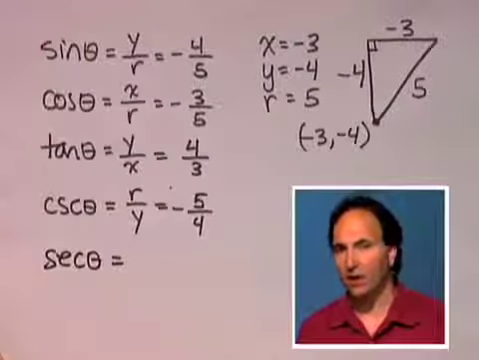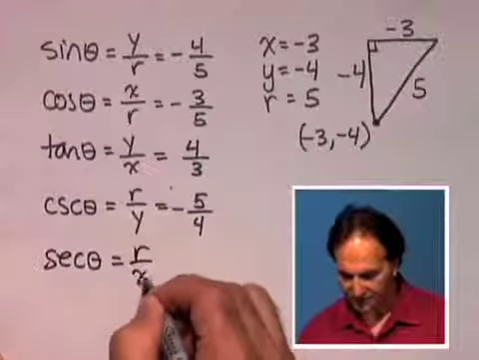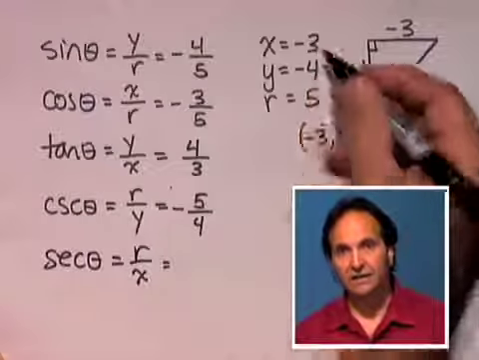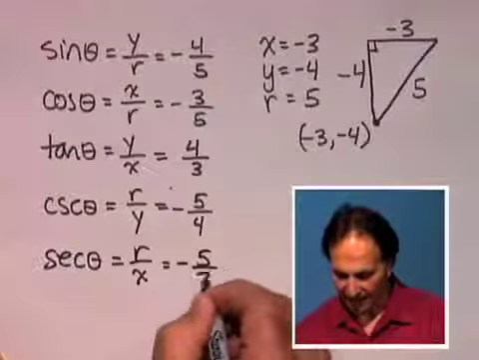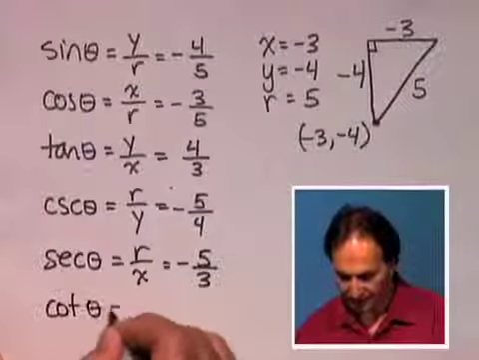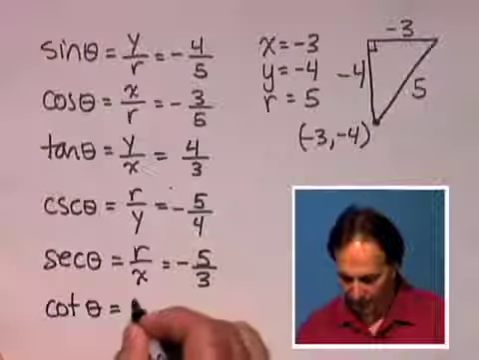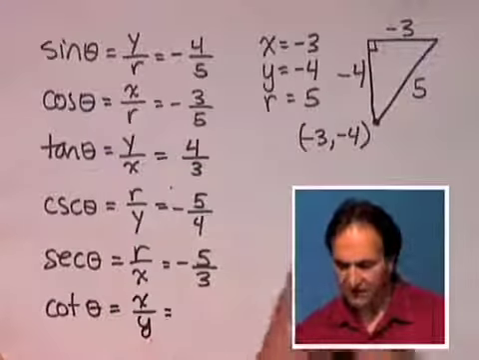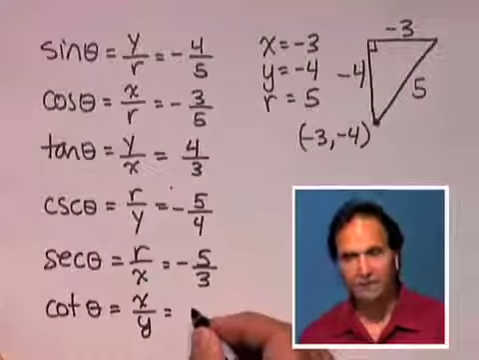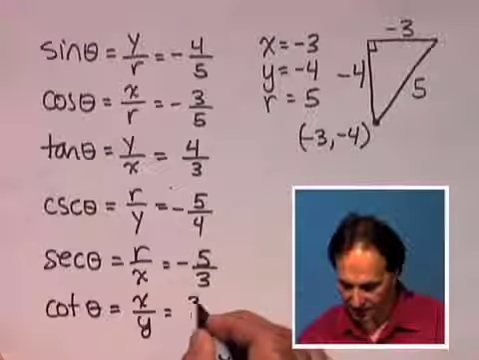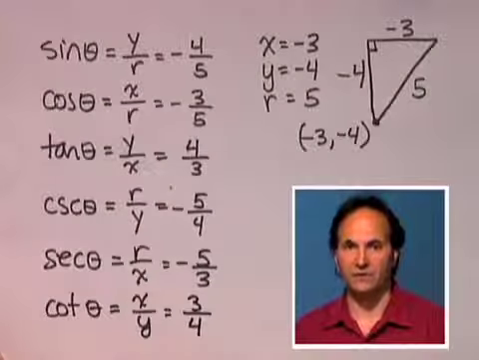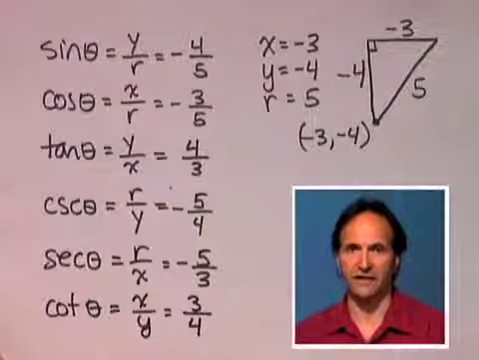Now let's find secant theta. Secant theta would be r over x. R is 5, x is -3, so it's -5/3. And now for cotangent theta, that's equal to x over y. X is -3, y is -4, and so negative over a negative is positive. So cotangent theta is 3/4. Those are the values of the 6 trigonometric functions for angle theta.